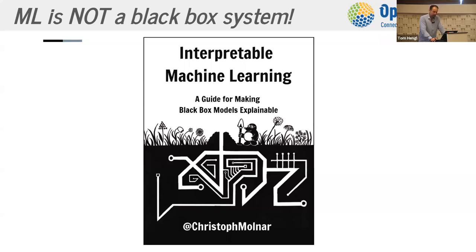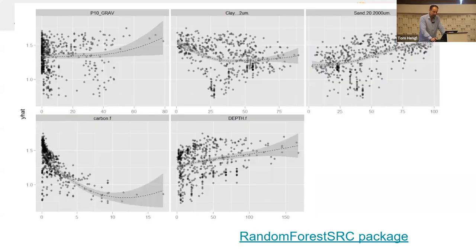A typical example of how the diagnosis can help you understand the problems. This is a bulk density. So that's a predictive transfer function for bulk density. That's Australian data, and I used the random forest SRC package. We had enough data so we could fit a predictive transfer function. So we predict the bulk density using gravel, clay, sand, organic carbon, and depth.